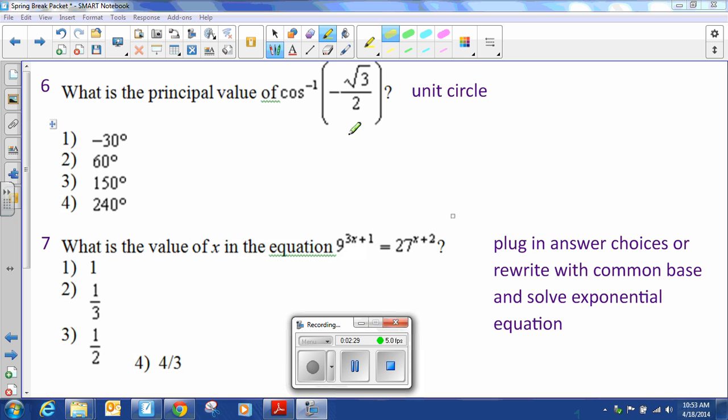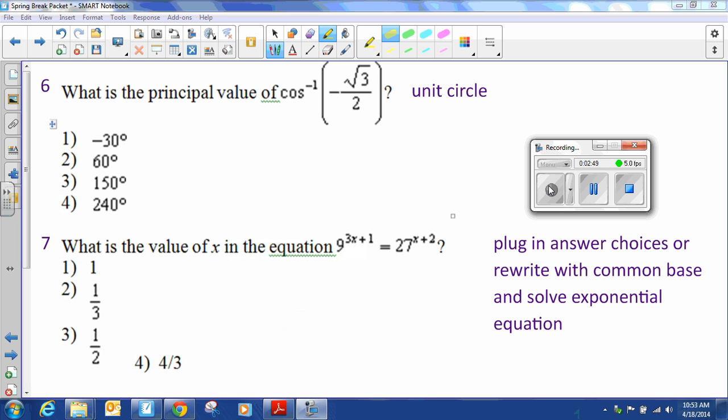Number six, they're asking for the principal value. You could either plug this in your calculator, inverse cosine, parentheses, -√3/2, close parentheses. Make sure you're in degree mode because all the answers are in degrees. Or you look at your unit circle to see the cosine of what angle gives you this result.